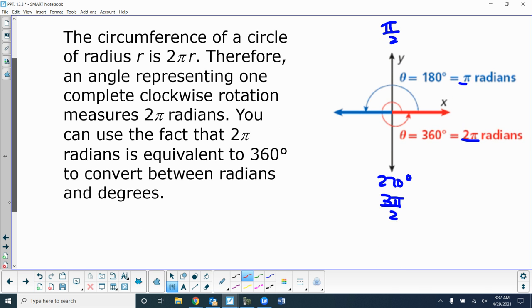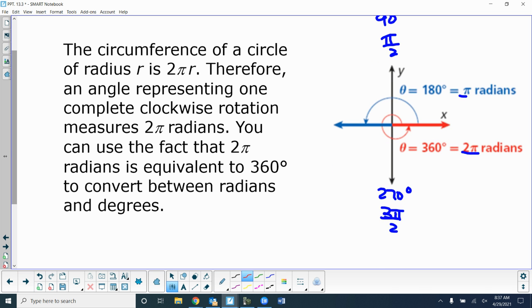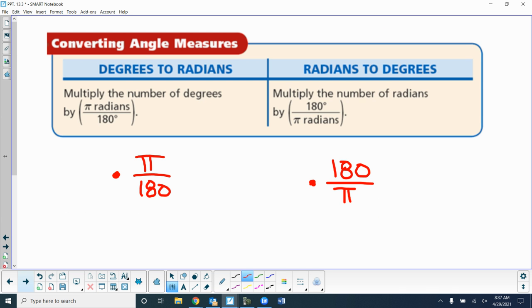And then we know that the blue arc represents 180 degrees, which is pi. And the red arc was 360, which is 2 pi. 90 degrees is a quarter of the way, that's pi over 2. 270 is 3/4 around, that's 3 pi over 2. So what are we going to multiply by to change from degrees to radians?